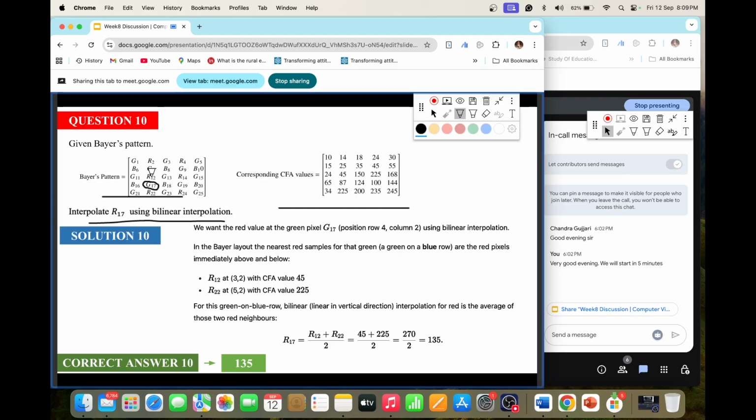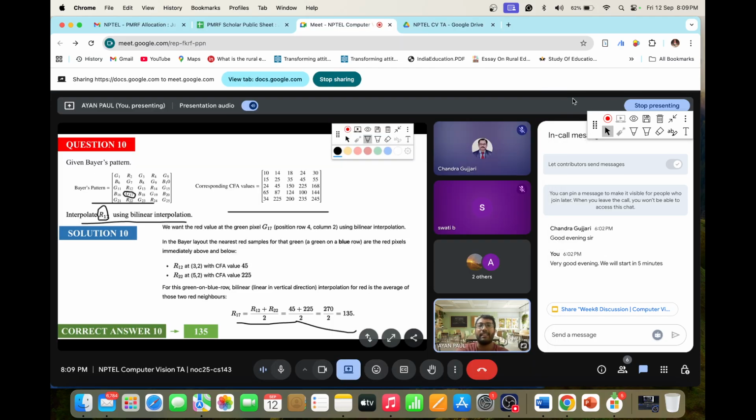That is very simple. Bilinear is nothing but this: for this red pixel, we see the neighboring red pixels around G17, that is R12 and R22, and we take the average of these, and it is coming 135. So 135 is your correct answer. Okay, so this is regarding bilinear interpolation.